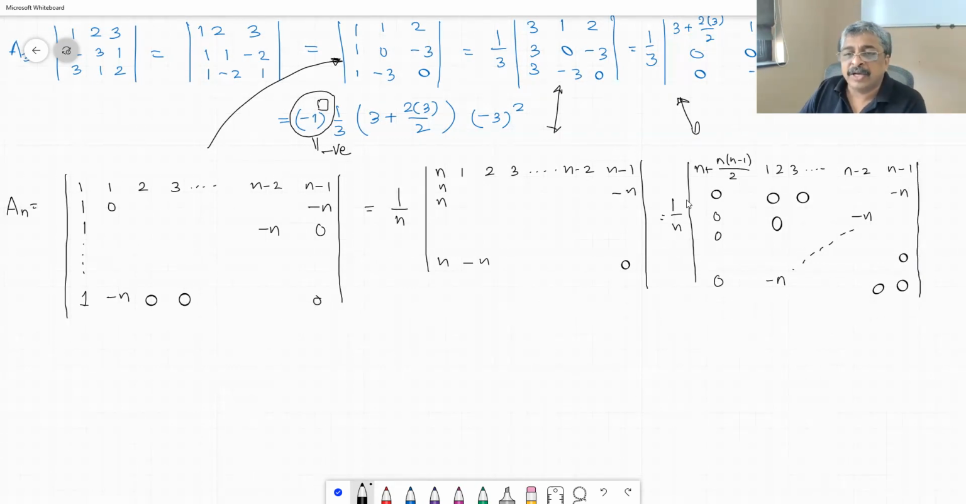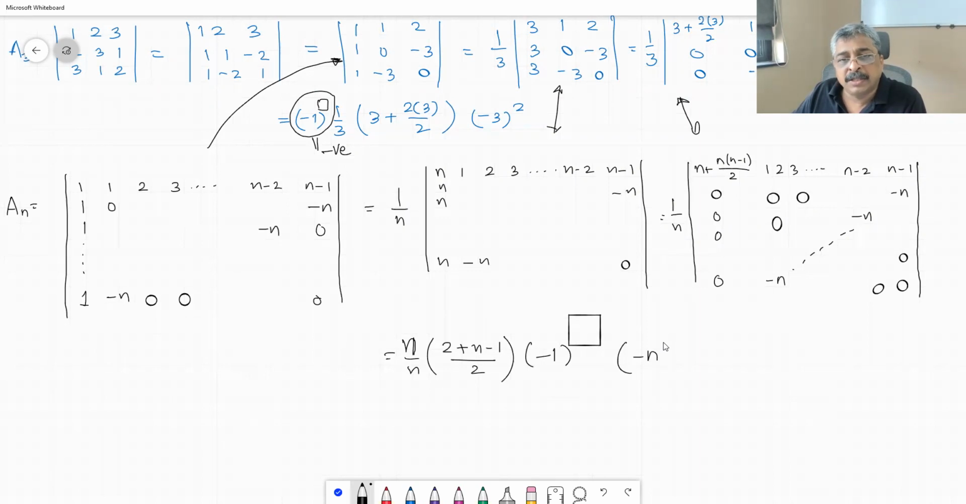Now actually we can cancel this n over here. So this is equal to 1 over n into n common inside bracket 2 plus n minus 1 upon 2, correct. So this into this is done. Then we have minus 1 raised to something we have to put, and then we have minus n raised to n minus 1. So this is what we have. So only unknown is this, which we should be able to write properly.